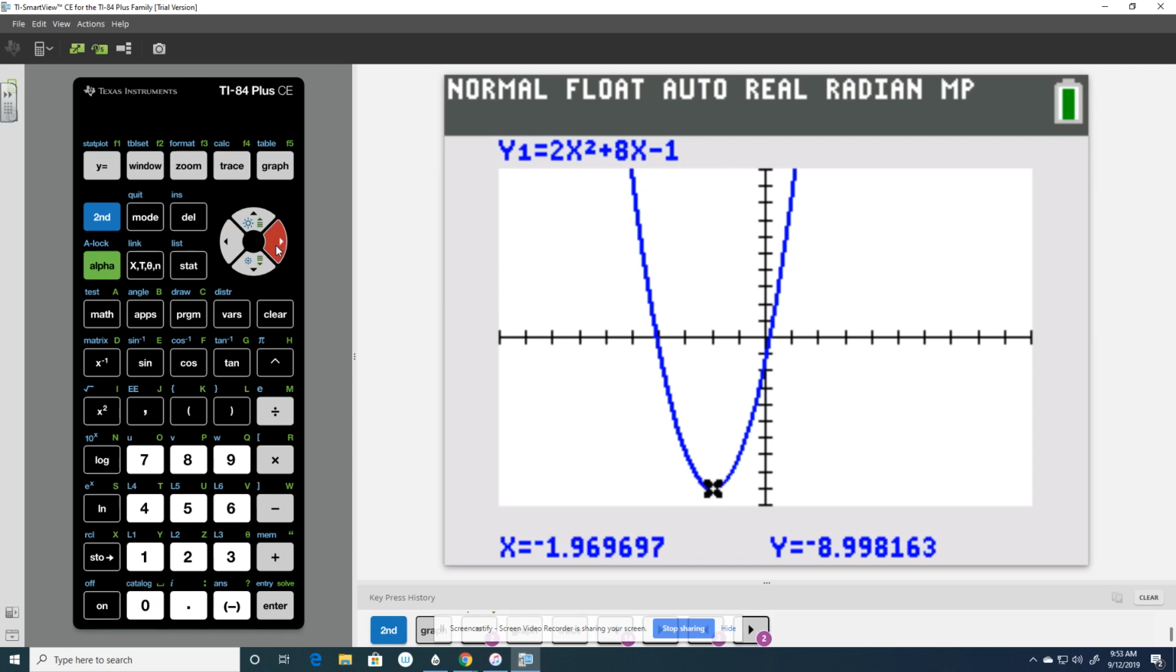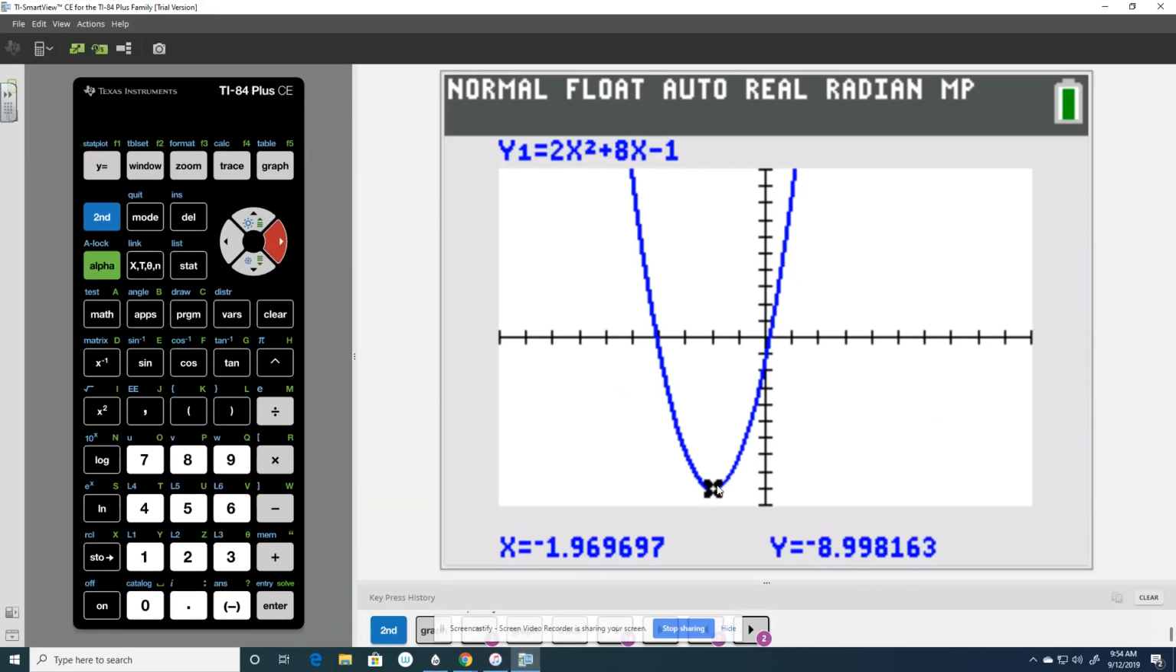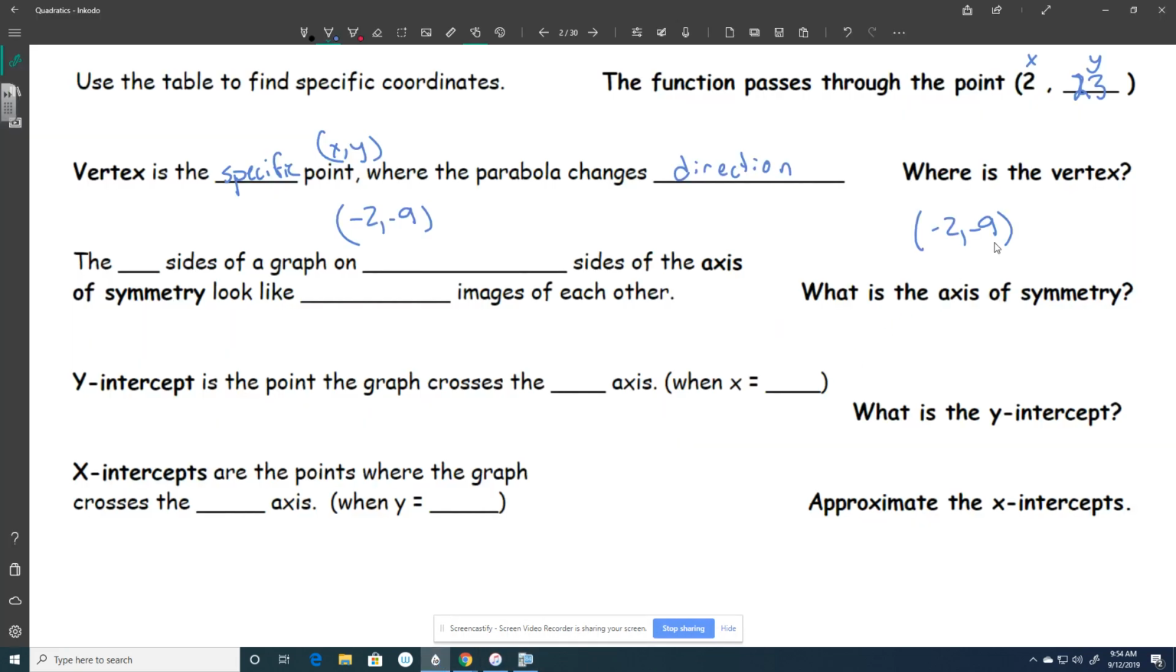But if I look at what it's around when I'm at the bottom, I'm at about -2, -9. So I'm guessing and analyzing, saying, you know what, the picture, it looks like it's about -2, -9. When I trace it, I'm at about -2, -9. So that's probably my vertex.